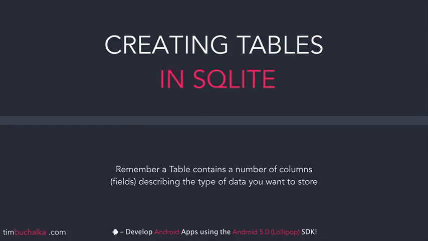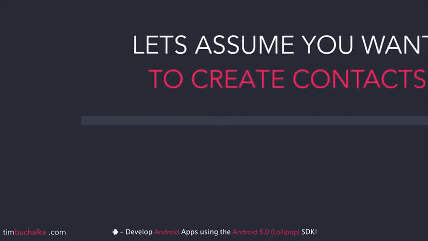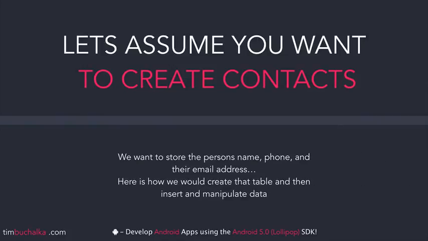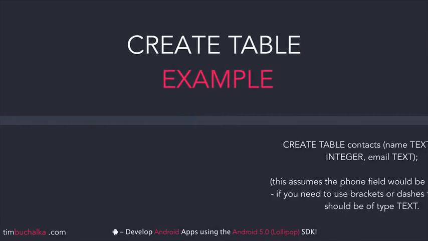Okay, so let's have a look at the command for creating tables in SQLite. Now, remembering that a table contains a number of columns, which are fields, and the definition of a table describes the type of data you want to store. So using an example, let's assume you want to create a contacts table. We want to store the person's name, phone, and their email address. Here's how we would create that table, and then we're going to go through and talk about how to insert data and manipulate that data. But firstly, creating the table.